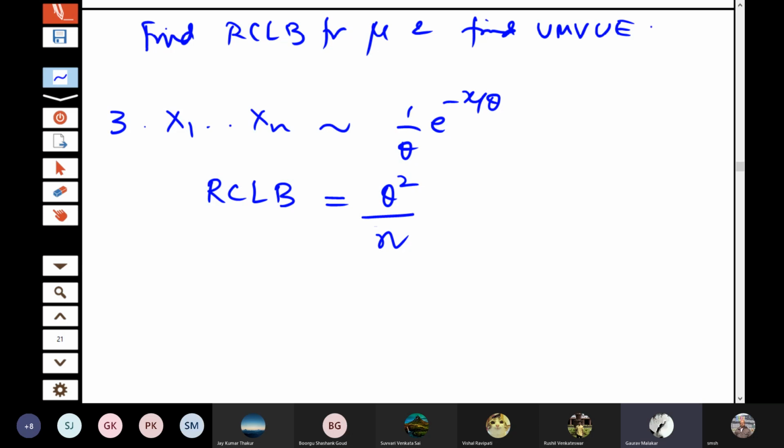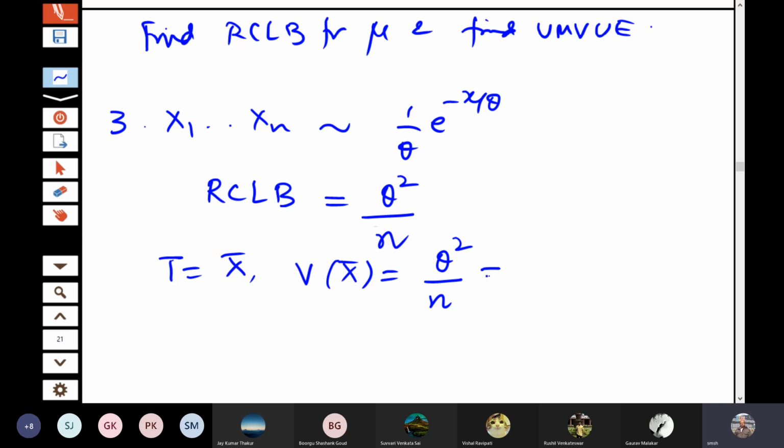Sir, x bar. So if I consider T to be x bar, then the variance of x bar is theta square by n, because in the exponential distribution, you know that the variance is 1 by lambda square. Here 1 by lambda is theta, so it becomes theta square. So for x bar, it will become theta square by n. That is equal to RCLB. So x bar is UMVUE for theta.